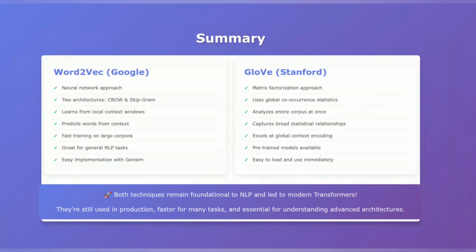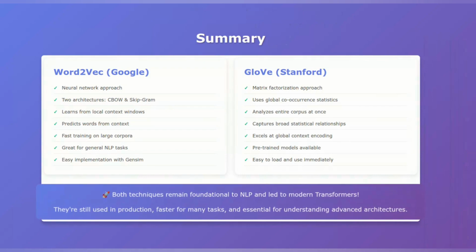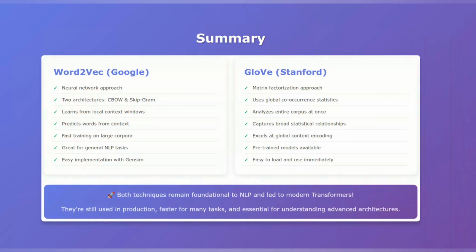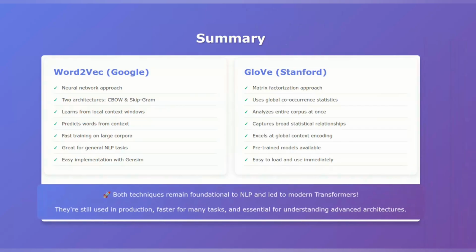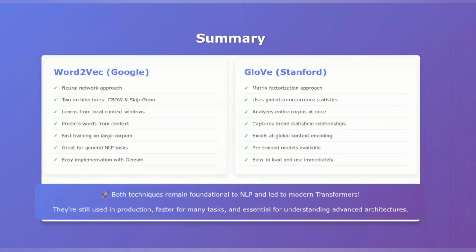Here's the key takeaway. Both Word2Vec and GloVe remain foundational to natural language processing. They're the building blocks that led to more advanced models like transformers. Even though we now have BERT and GPT, understanding these techniques is essential. They're still used in production systems, they're faster and more efficient for many tasks, and the concepts you learn here apply to understanding modern architectures. If you're starting your NLP journey or building custom embeddings for your projects, master these 2 techniques first. They'll give you a solid foundation for everything else.